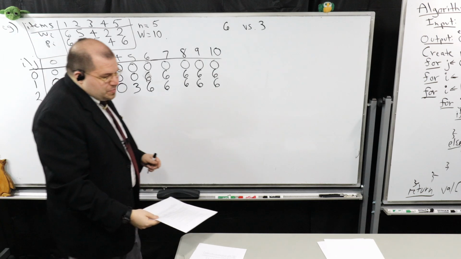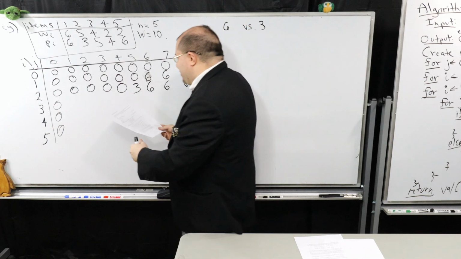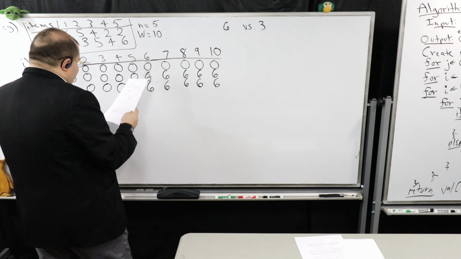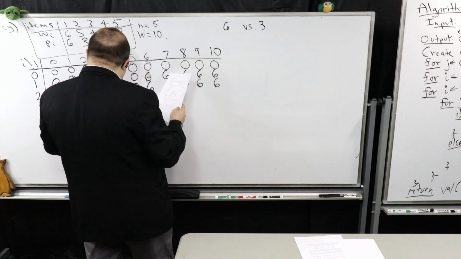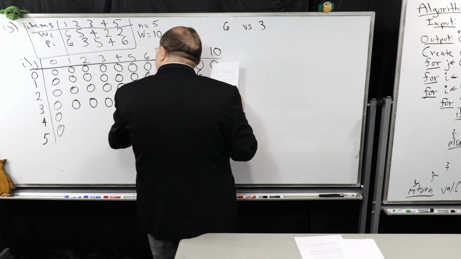So let's do another row. Let's go a little bit further here, because it's not going to get very interesting until we get really far down. So I have row 3. I know that item 3 has weight 4, so I know I can't put an item 3 until I'm right about here.